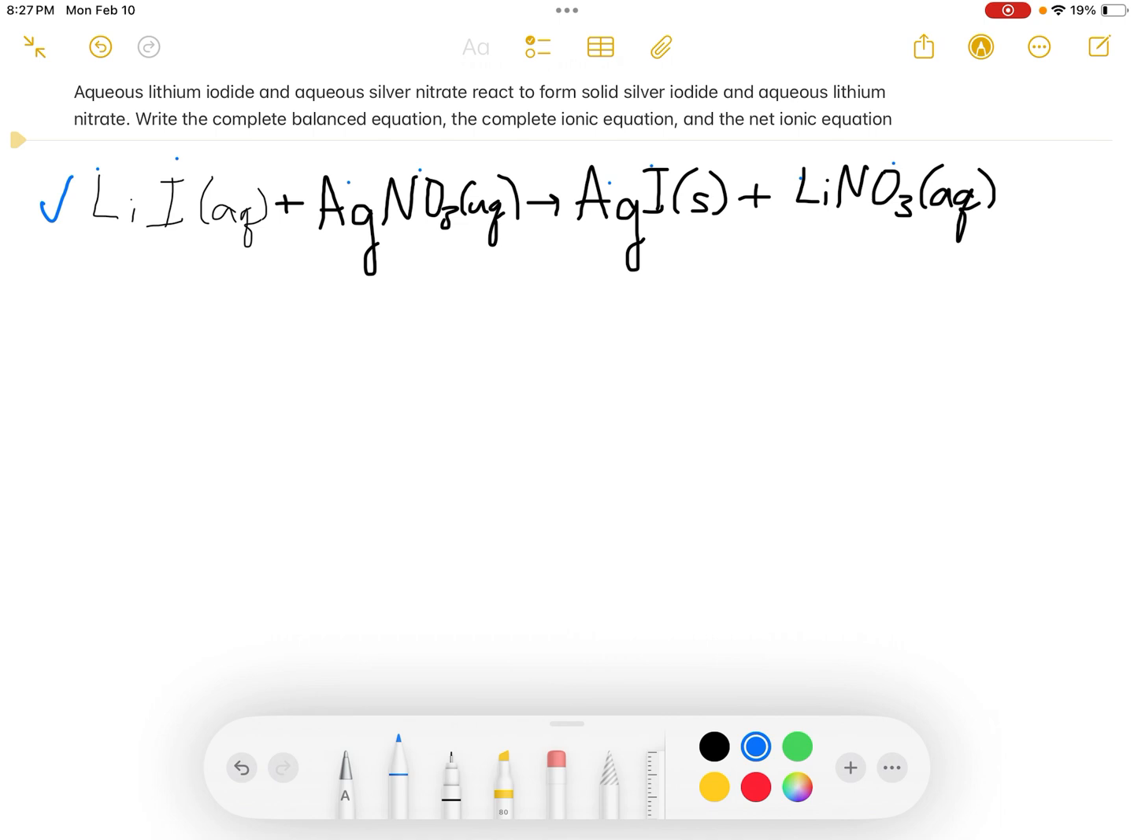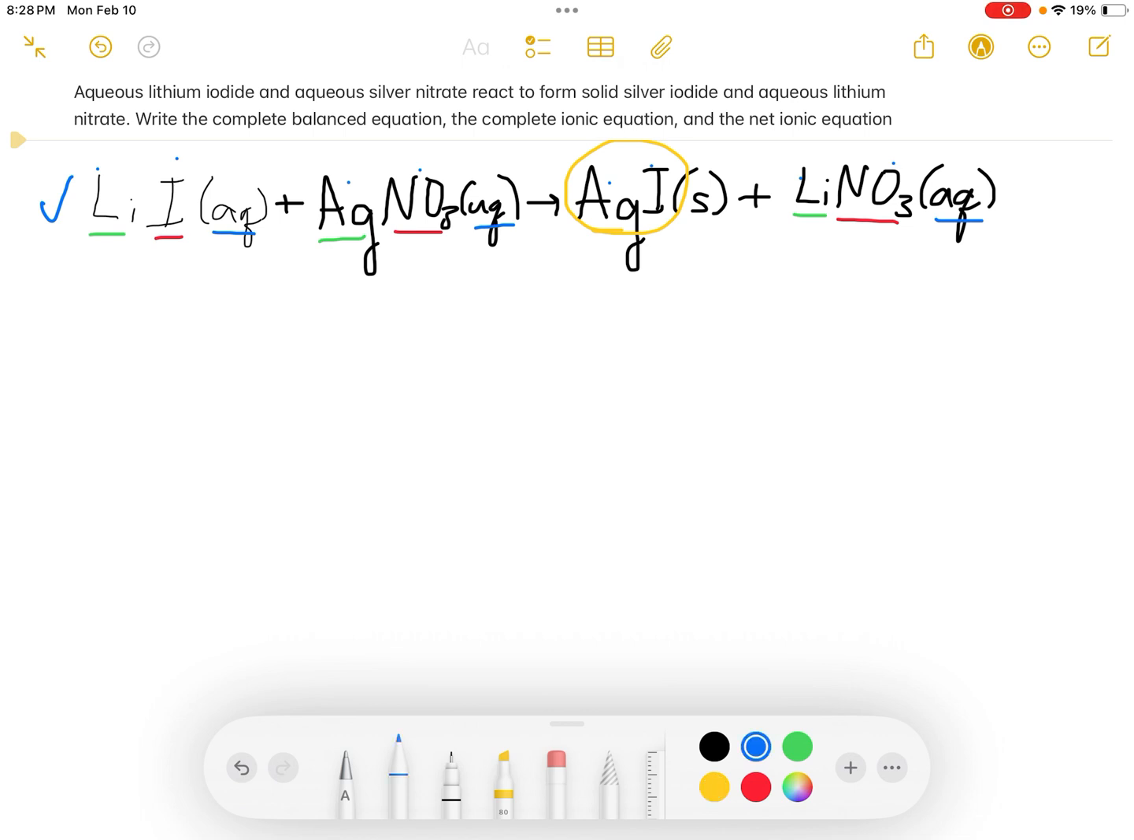Now I have to write the complete ionic equation, and to do that we're going to take any of those aqueous compounds and split them up into their anions and cations. So lithium is a cation, silver is a cation, and then our anions are going to be iodide and nitrate. Silver iodide will not get split up into ions because it's a solid.